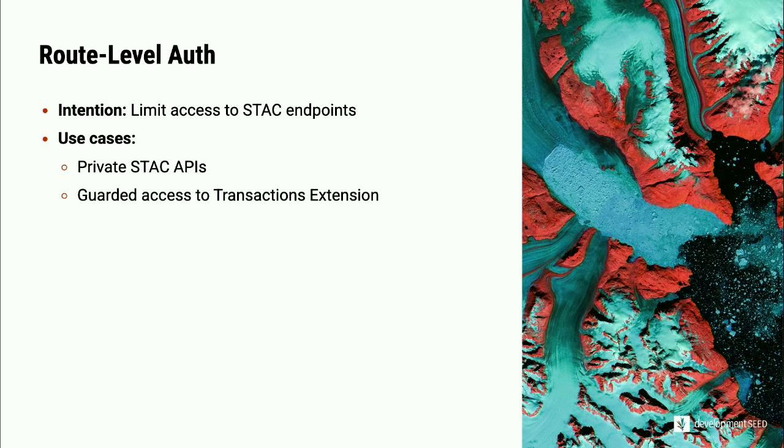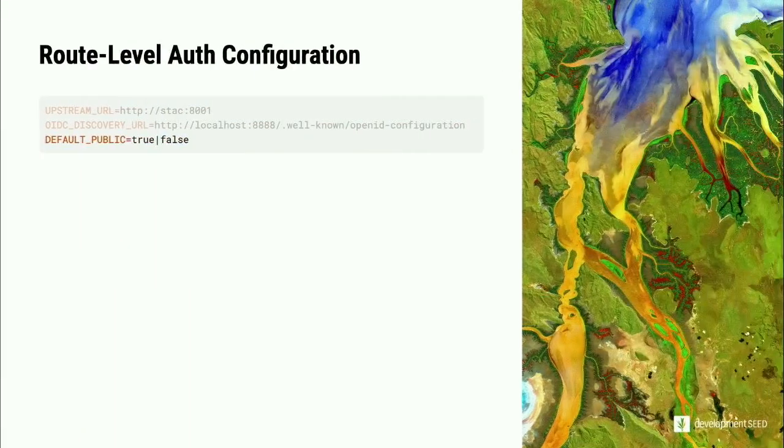Or another common thing is, it's a public API, but we have the transactions extension available. So people are allowed to edit data, but only, of course, people who are authenticated and authorized, right? Usually staff or contributors. And so how do we do that with the stac-auth-proxy? There's a simple flag, default public is what we ask. By default, are all the endpoints on your API public or private? That's like the main question we're asking.